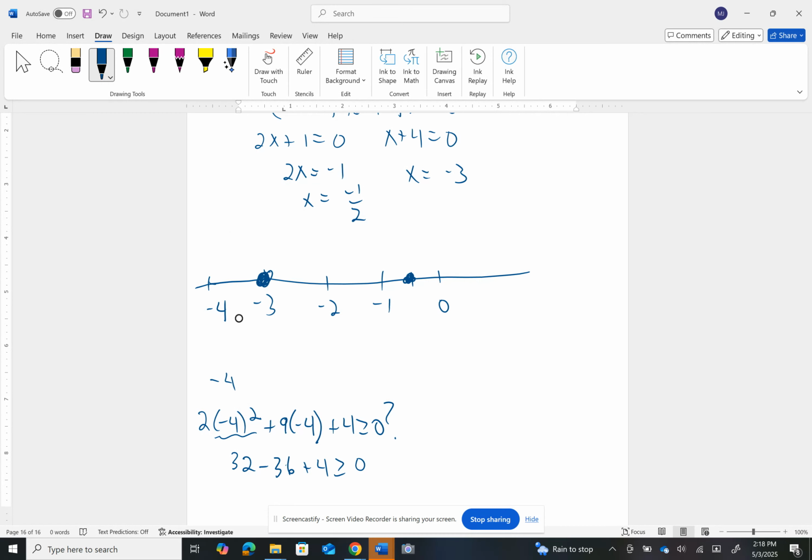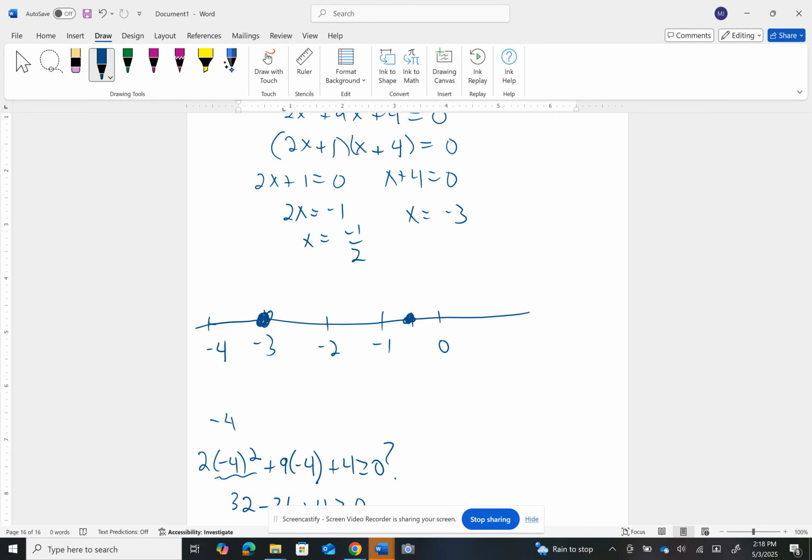Oh, I see where I made the mistake. Right here, x plus 4 equal to 0. That should be negative 4. Okay, that's why that gave me that it equaled 0. So it's not negative 3 that's a solution, it's negative 4. Let me redraw this so I can move it over a little bit.